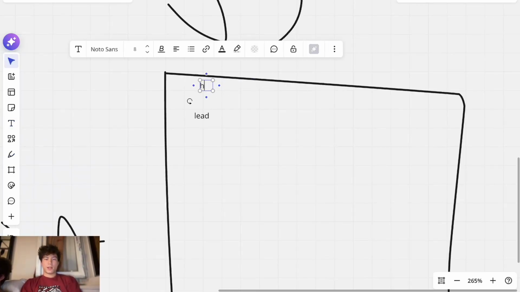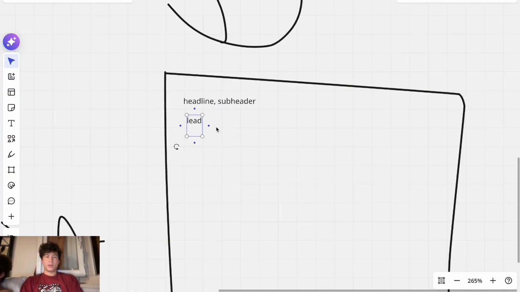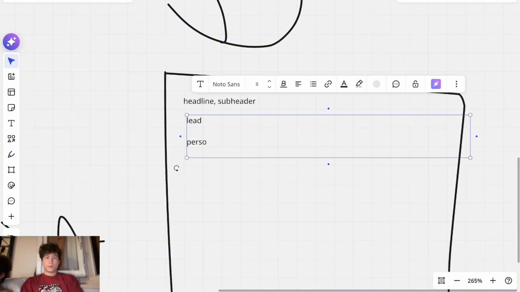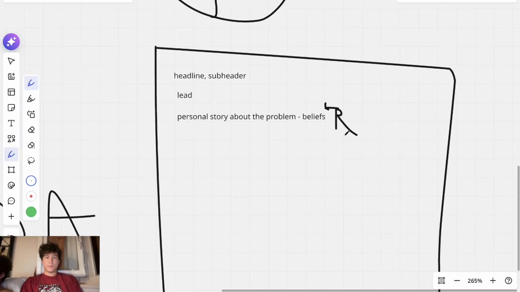So you start with the headline and subheader, and this needs to call out the audience immediately, and then the lead is a short story or personal story about the problem, really getting into the emotional aspect and their beliefs. For this part, you really want to use Reddit. Give Claude a bunch of Reddit articles and tell it to figure out what the market is and what the avatar is.